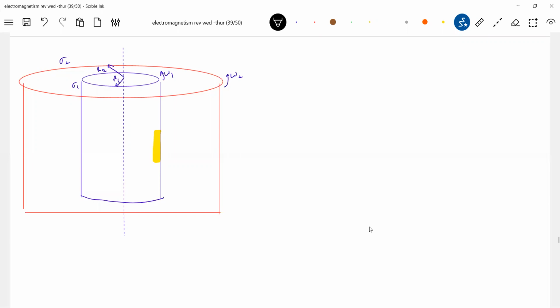What about the fields here? All will produce field here. The field due to the outer cylinder should be B2. The field due to the outer cylinder will be B2. So here I'll take the strip. I'll show it. What are the fields and forces that are acting?